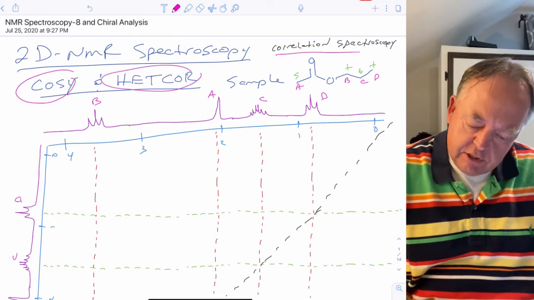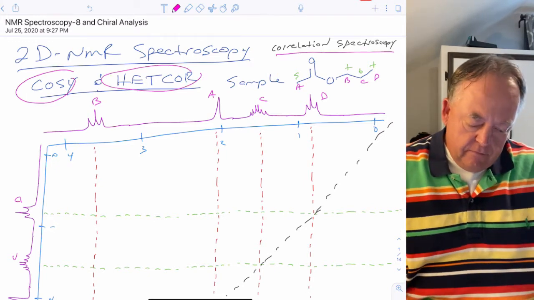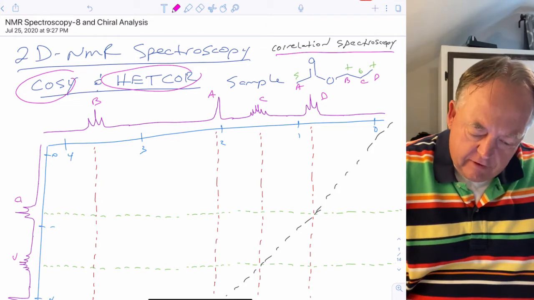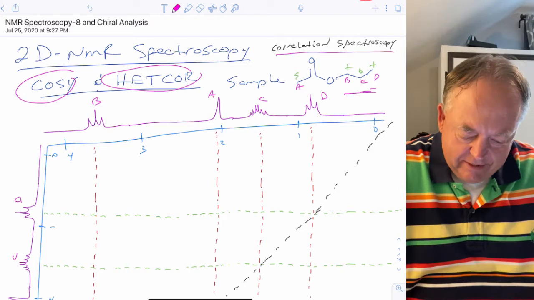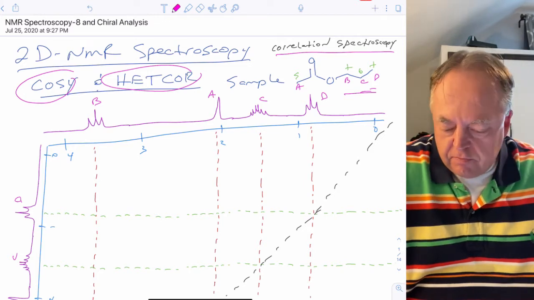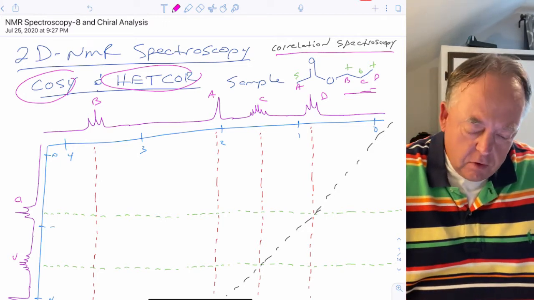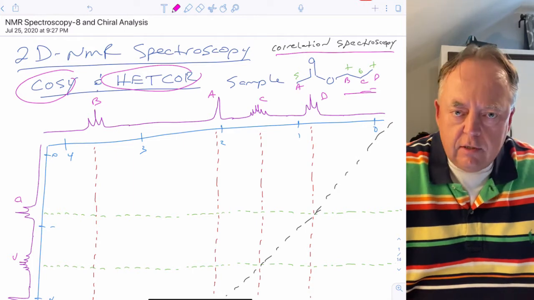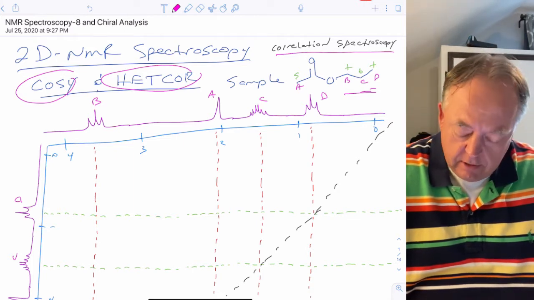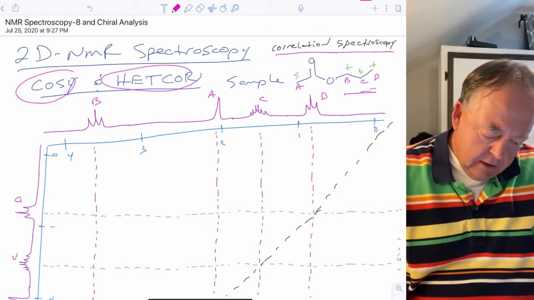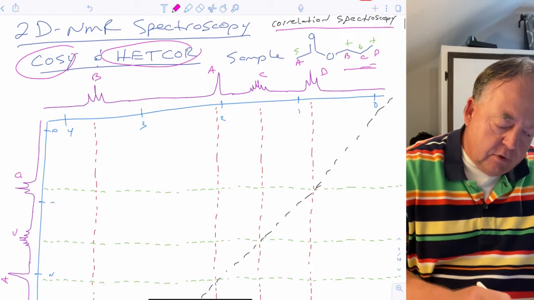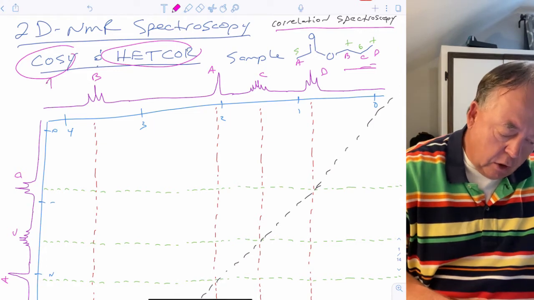COSY is correlation spectroscopy. For the example that I've given here, a simple molecule, you would not need COSY and HETCOR to interpret the spectra because it's so simple, but it's a good molecule to use just to illustrate the concept of what information COSY or HETCOR gives you. So basically you do a 2D NMR, and we're going to talk about COSY now.